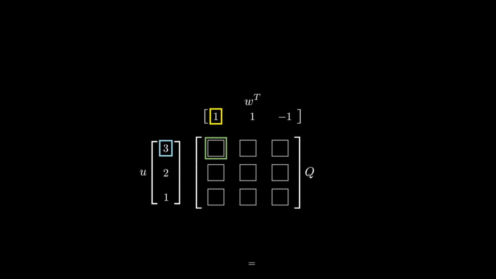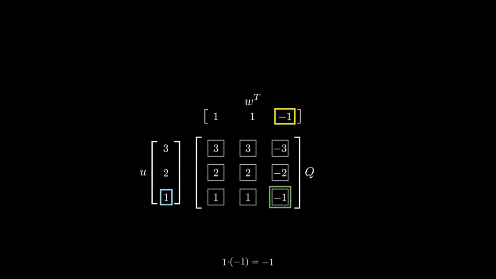Therefore, Q11 is 3 times 1, which is 3. Q12 is 3 times 1, which is 3. And Q13 is 3 times -1, which is -3. We keep going like this until the rest of the entries of the 3 by 3 matrix are filled. And that is Falk's scheme.